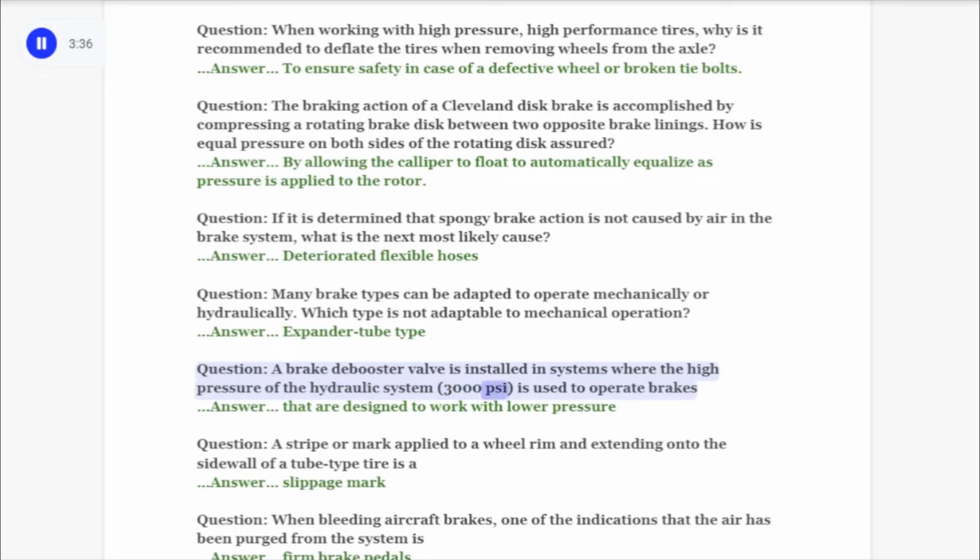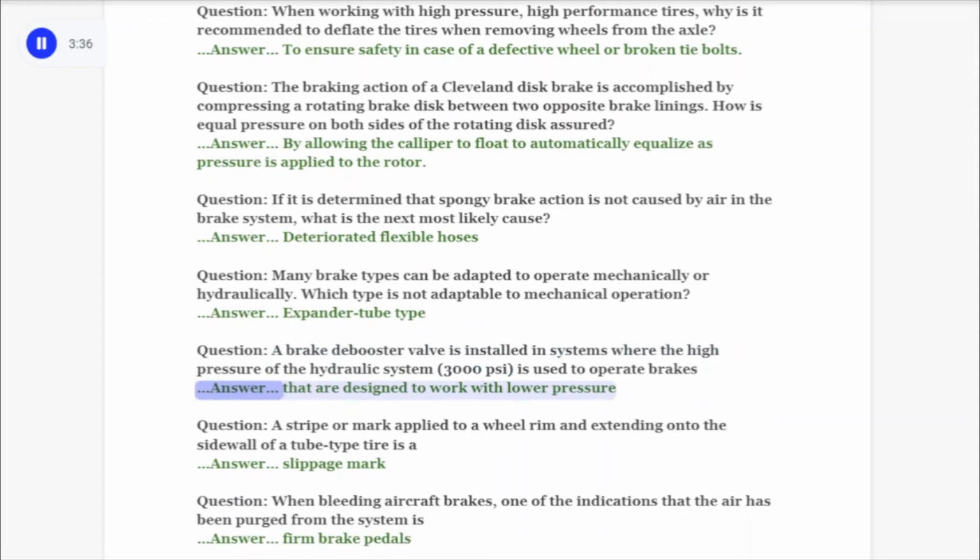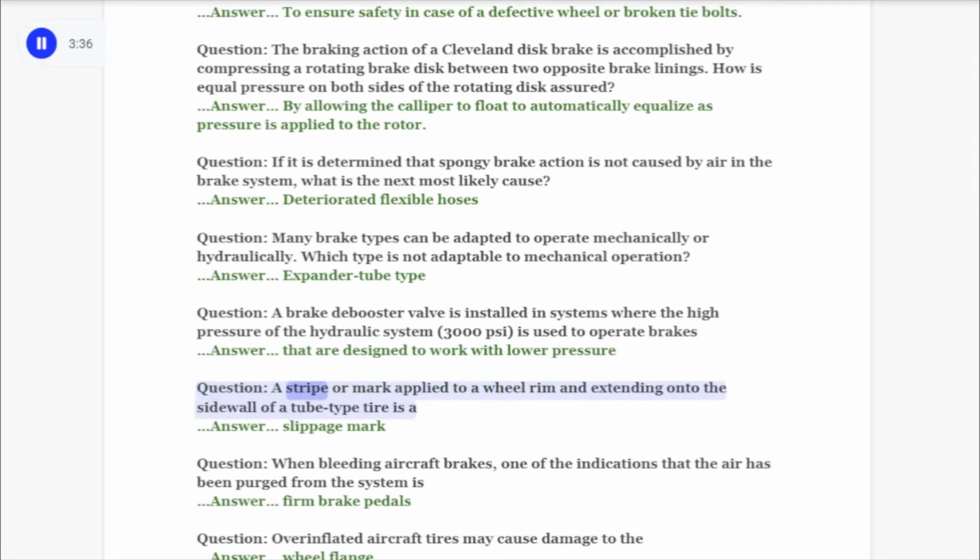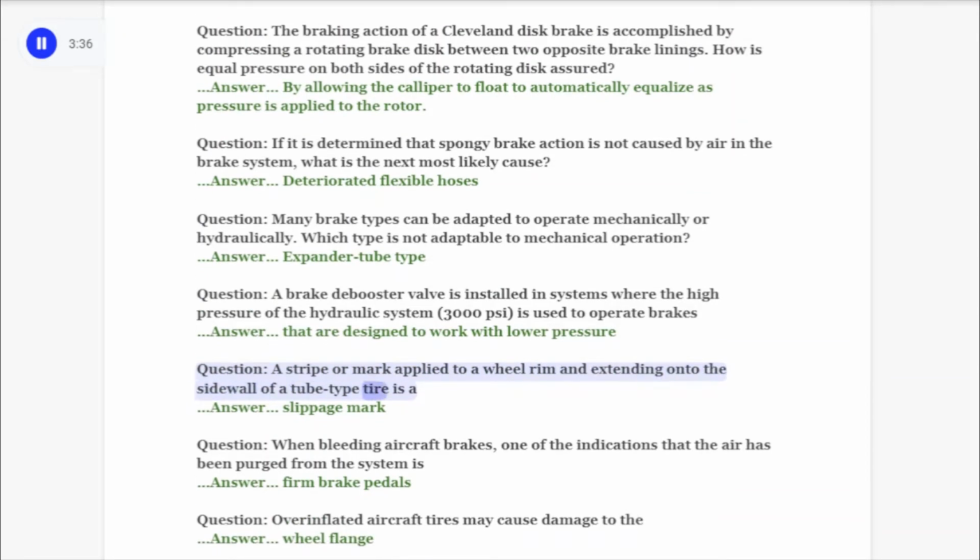Question: a brake debooster valve is installed in systems where the high pressure of the hydraulic system, 3000 psi, is used to operate brakes. Answer: that are designed to work with lower pressure. Question: a stripe or mark applied to a wheel rim and extending onto the sidewall of a tube type tire is a, answer, slippage mark.